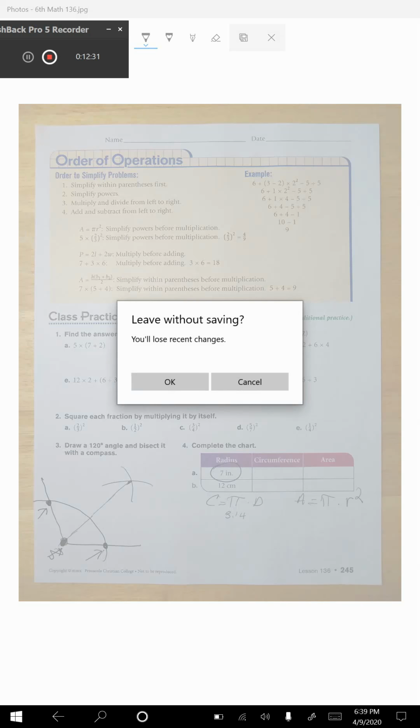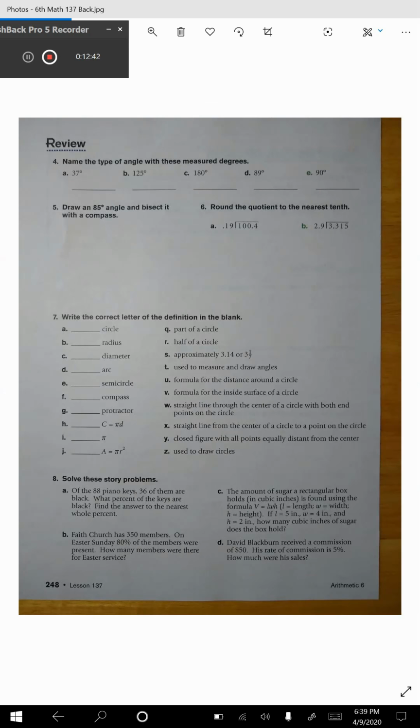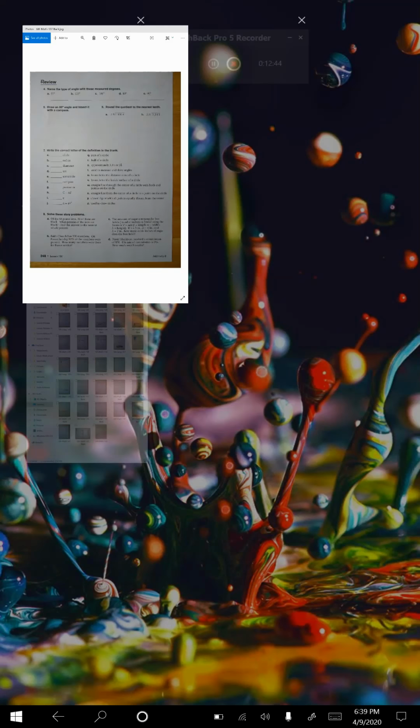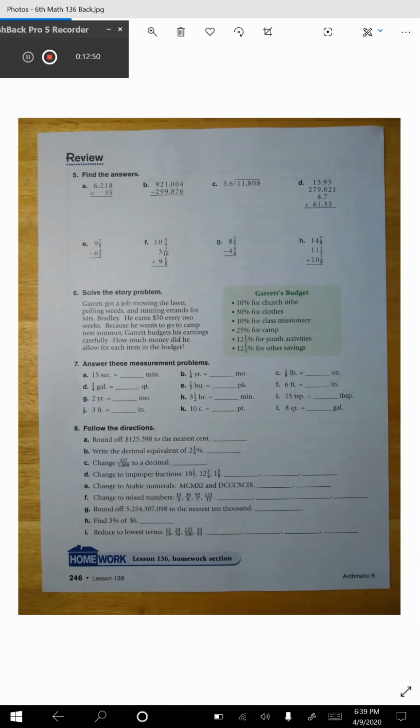All right, now let me find 136. Make sure I have the right lesson because I messed up with the 5th graders at one point. I went to another lesson. See, like that. I don't want to do that. Let's see here. Let me go back. Stop it. There we go. 136. Back of 136. All right.